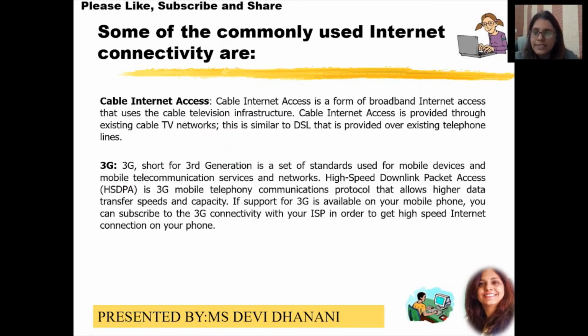The next one is the cable internet access. Cable internet access is a form of broadband internet access that uses the cable television infrastructure. You all have been using this at homes. Cable internet access is provided through existing cable TV networks. It is similar to the DSL, and it is also provided over existing telephone lines.